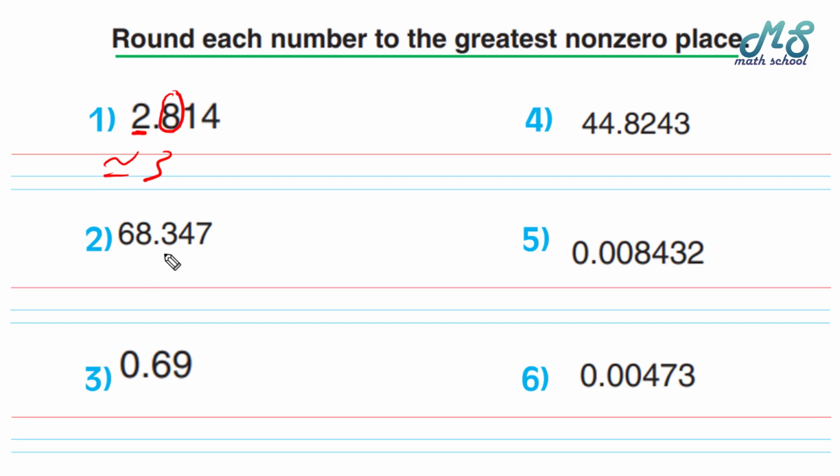Next, 68.347. The greatest place is the tenth place. And circle the right digit, which is 8. Now change 6 to be 7. So it's rounded to be 7.